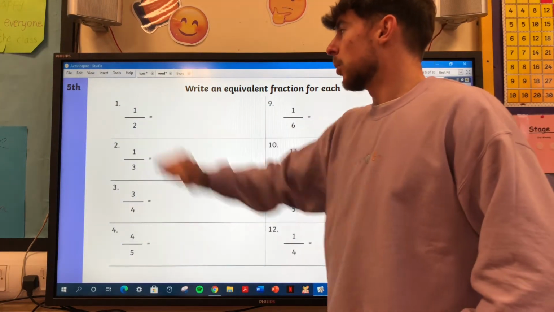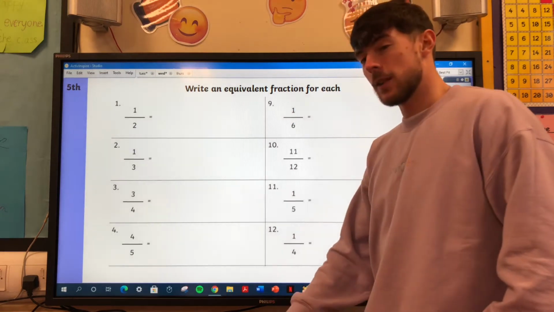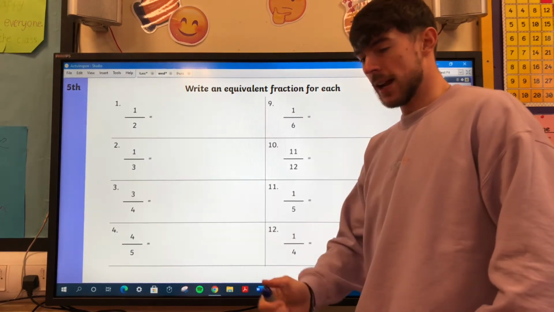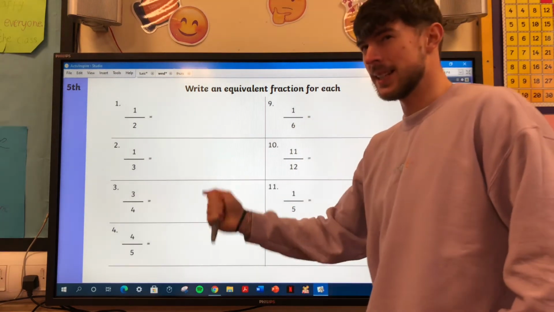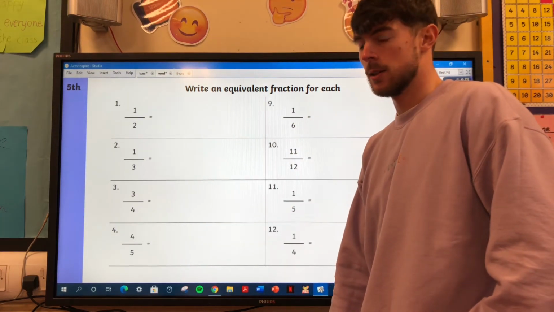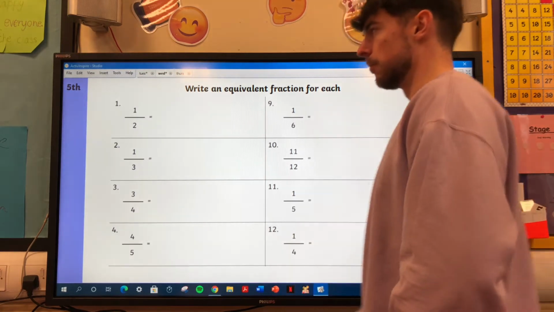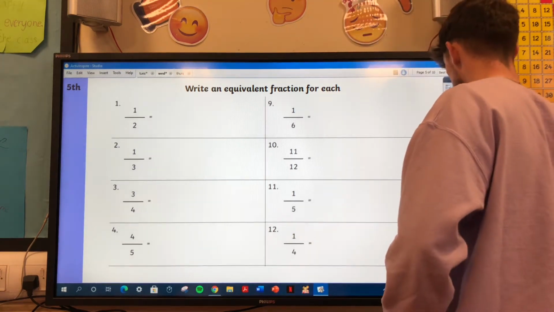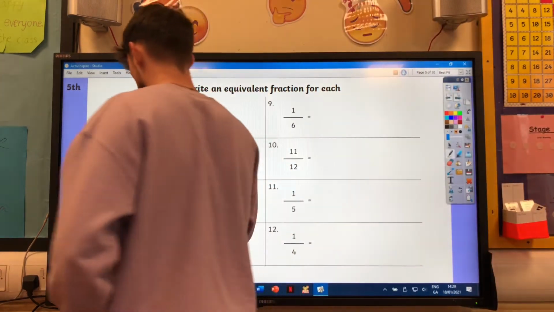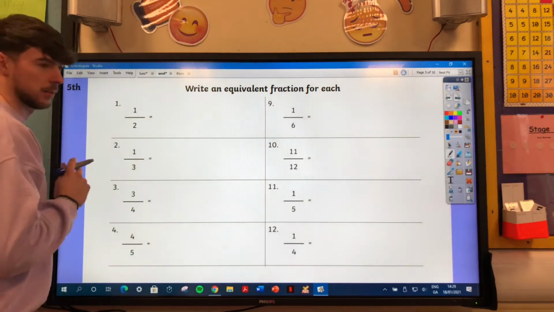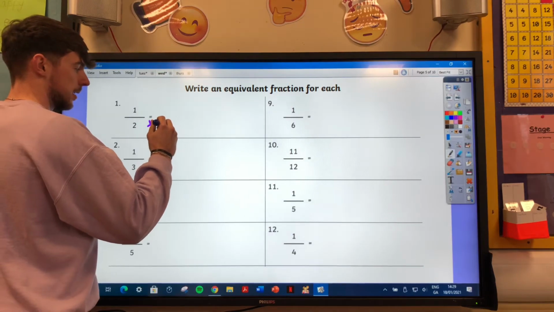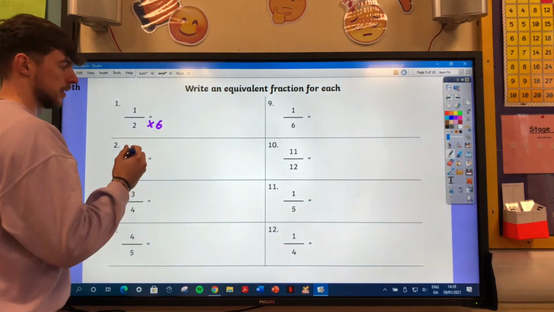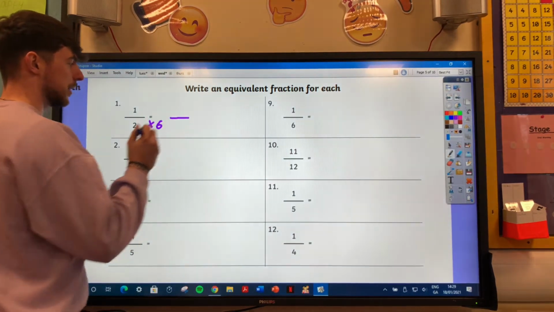So for example, 1 over 2, what's an equivalent fraction of that? What fraction doesn't use 1 or 2, but means the exact same thing? What can we use? So maybe what can we do to the bottom of it? What can we do to the bottom to get an equivalent fraction? Maybe we could multiply by 6. Okay, if we multiply the bottom by 6, what do we get?